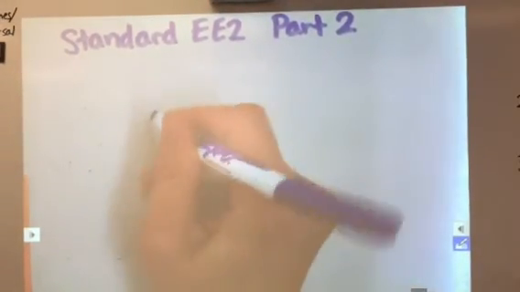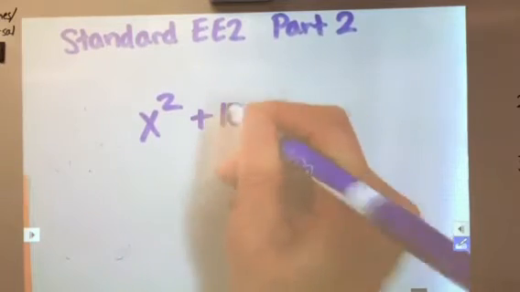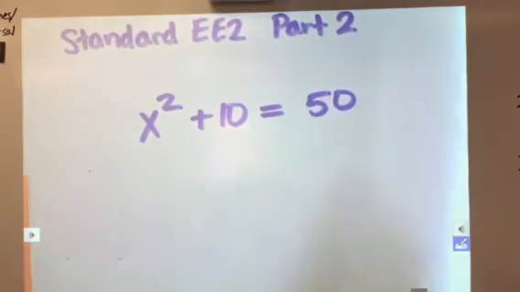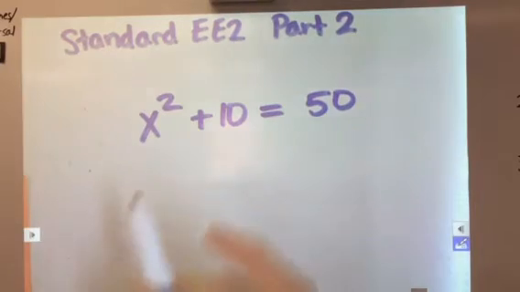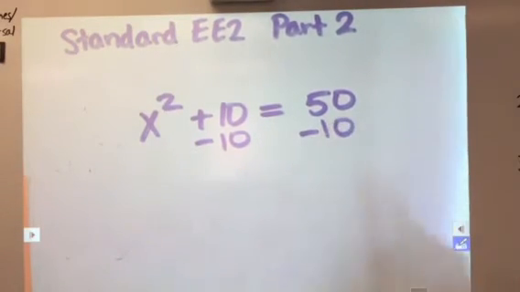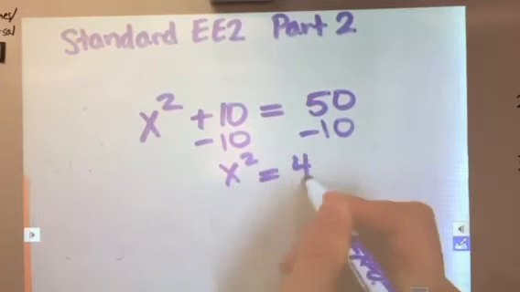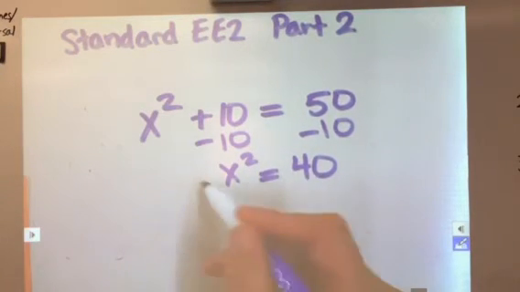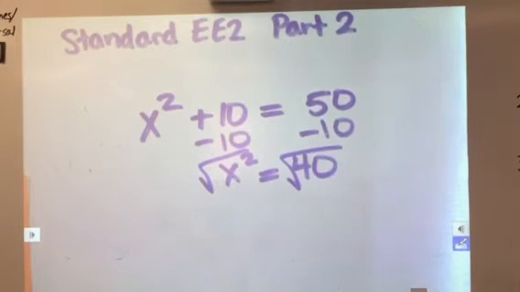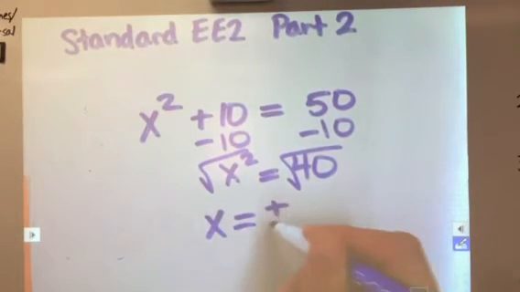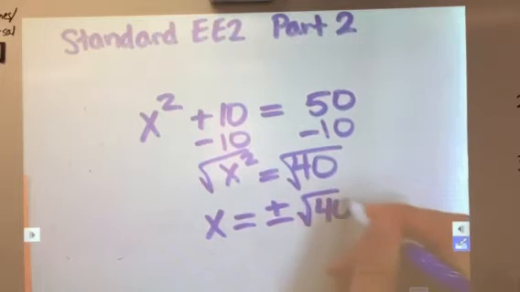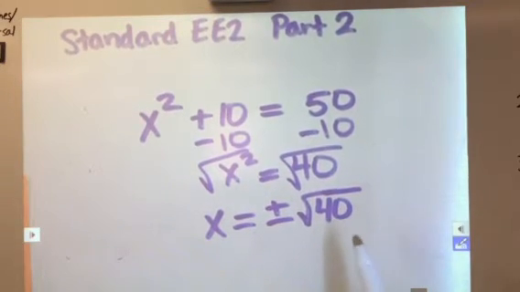Another example. x squared plus 10 equals 50. Let's isolate x squared by subtracting 10 from both sides. x squared equals 40. The next step is to take the square root. What you do to one side, you do to the other. So I'm left with x equals plus or minus square root of 40. The square root of 40 is an irrational number, so if I'm asked to solve and leave my answer as an exact value, this is where I would stop.